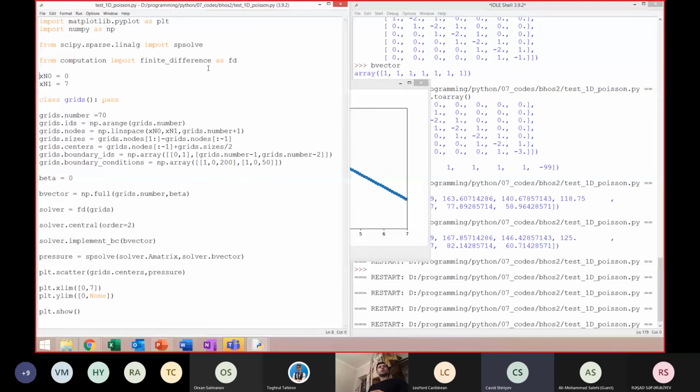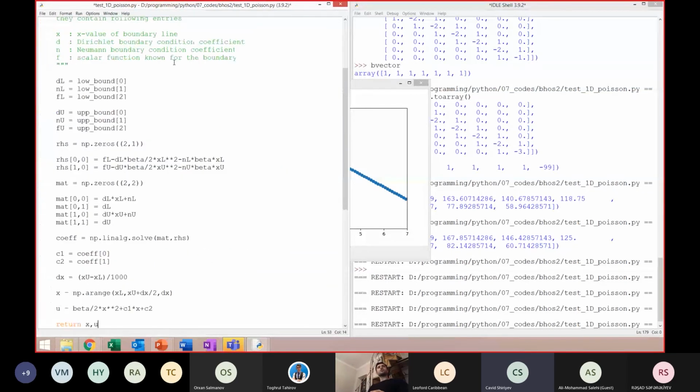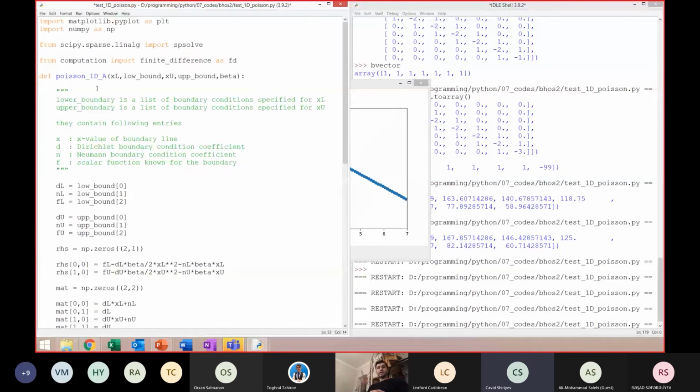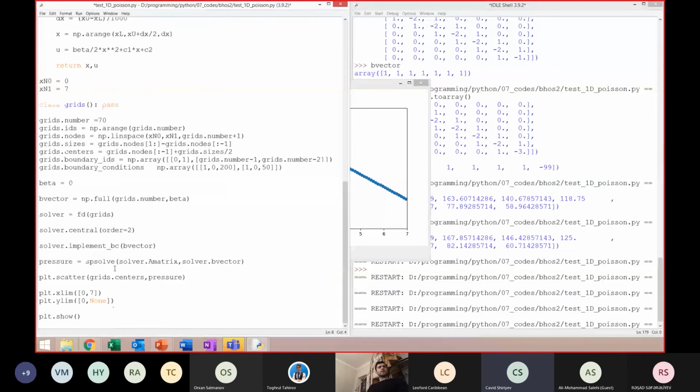For the analytical solution, I need to specify the x low boundary, the x left-hand side. I need to specify the boundary condition, and I need to specify the upper bound and the upper boundary condition. And I need to specify the beta as well. Let me do that as well. I'm going to call it after the calculation of the pressure. Now, let's call it pressure analytical.